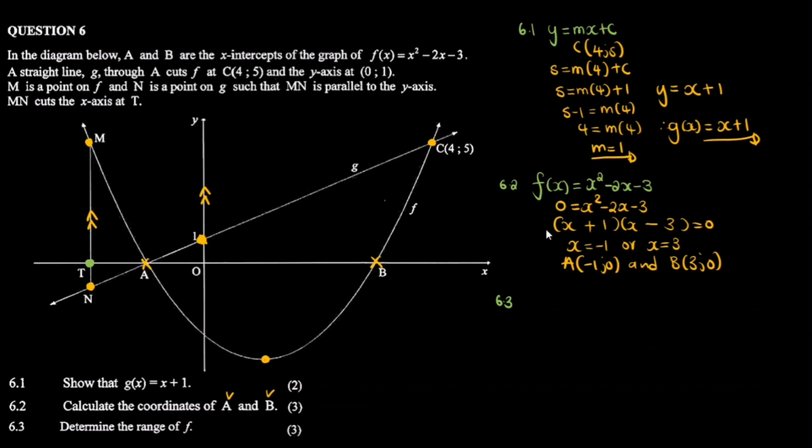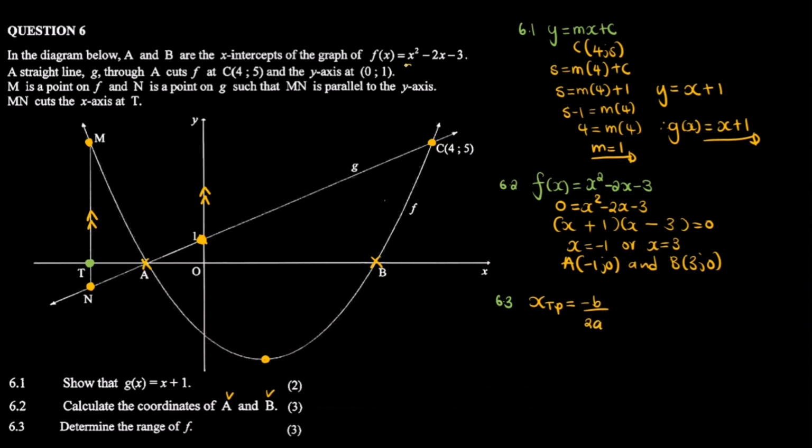Now 6.3, they are looking for the range of the parabola. So to find the range, we have to find the y-coordinate of the turning point. We know that for the x-coordinate of a turning point, we can use negative b over 2a.